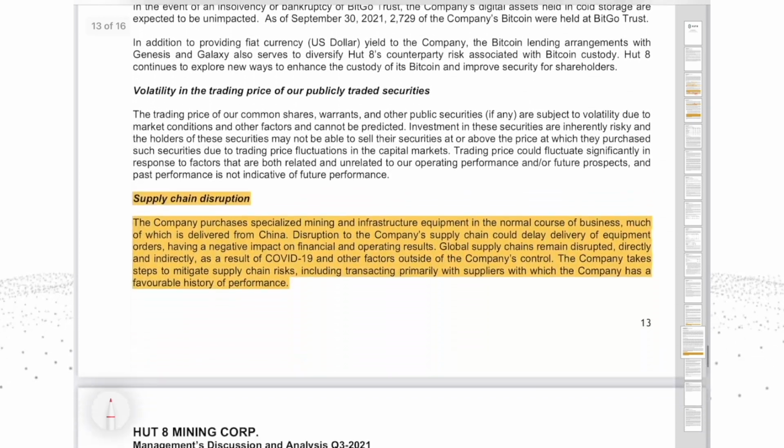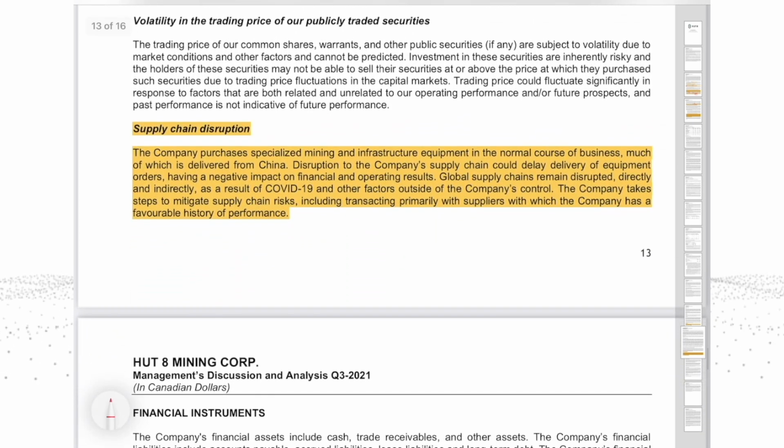And then obviously we have supply chain disruptions. So this is one of the concerns that we have with all the mining companies: the company purchases specialized mining and infrastructure equipment in the normal course of business, which is delivered from China. Disruption to the company's supply chain could delay delivery of equipment orders, having a negative impact on financial and operational results. Global supply chains remain disrupted directly and indirectly as a result of COVID-19 and other factors outside the company's control. The company takes steps to mitigate supply chain risks, including transacting primarily with suppliers with which the company has a favorable history of performance. So those are all things that we already knew for the most part, that there are difficulties in the supply chain.